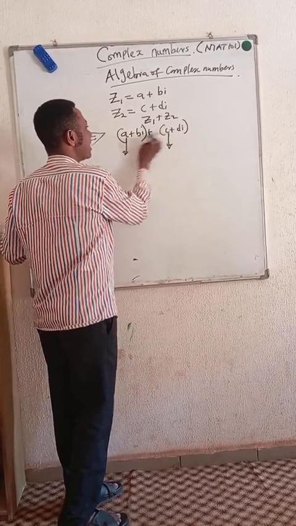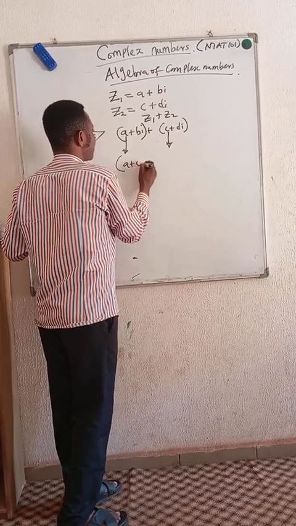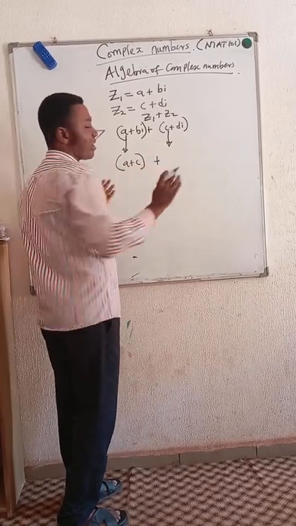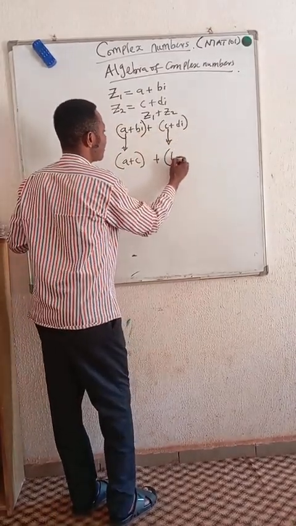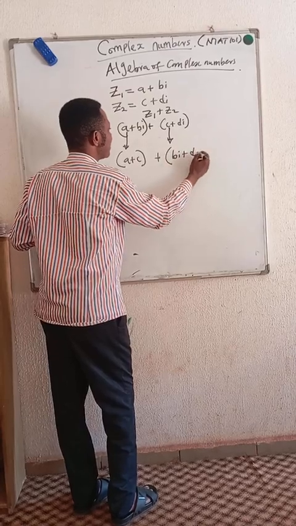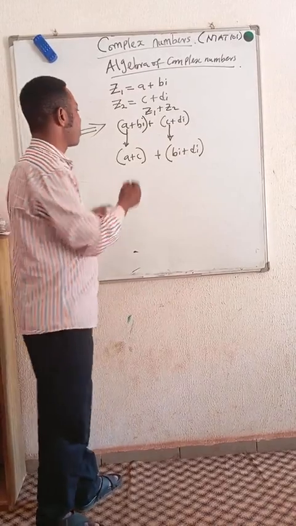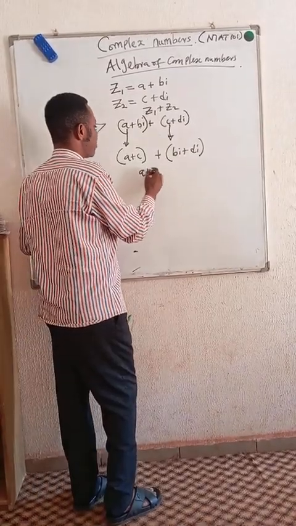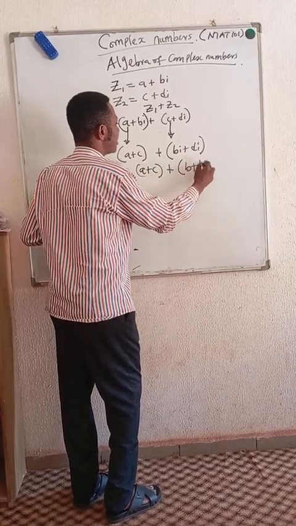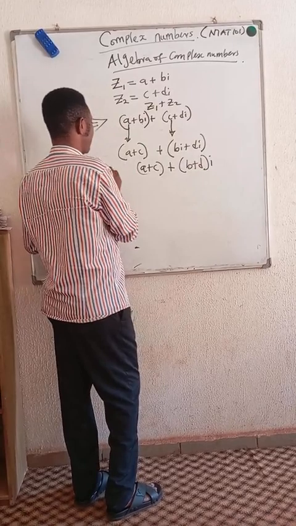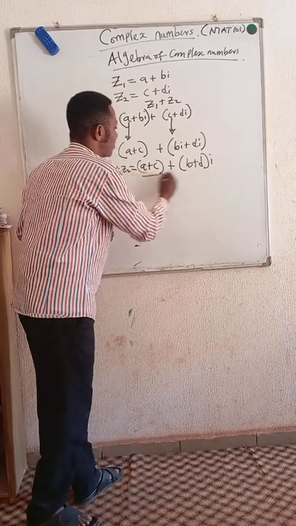So let's add up the real parts, a plus c. So we now have a plus c, plus we move to the imaginary parts, which are bi and di. So we can say bi plus di. But when you check very well, i is common to both. So it's advisable to write it as b plus d, then we factor out i. So z1 plus z2 is equal to this.